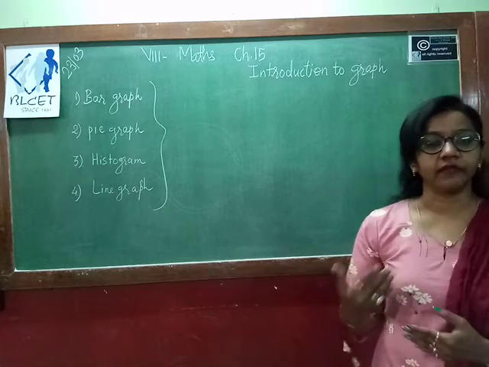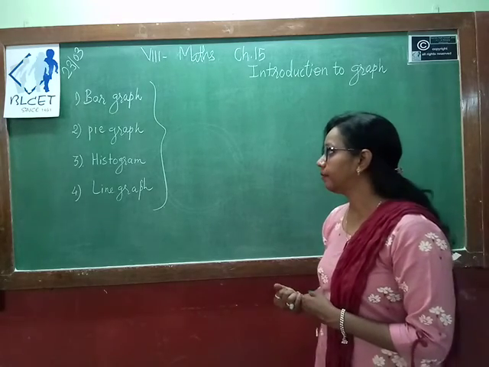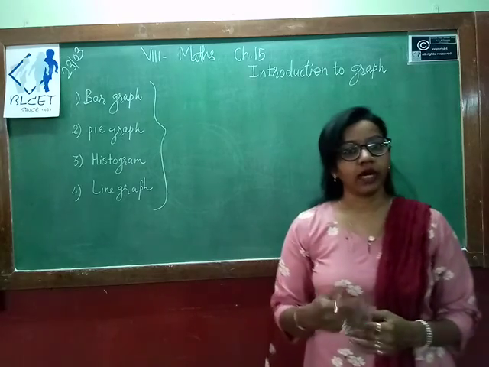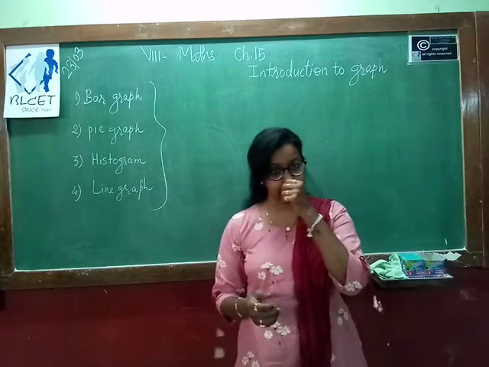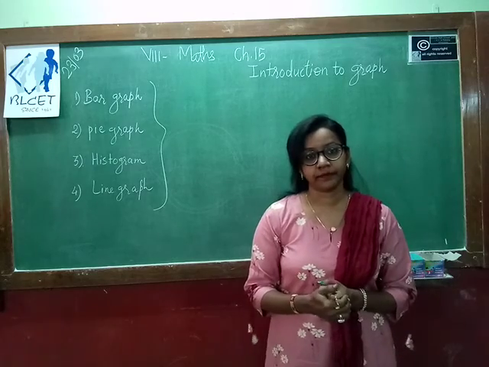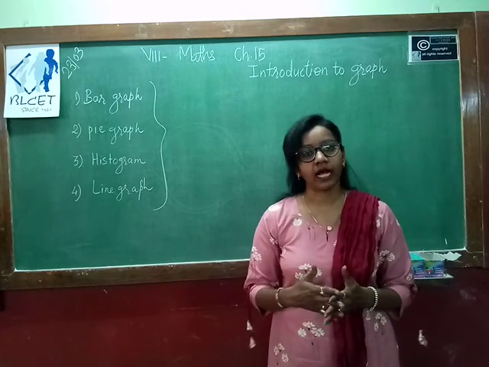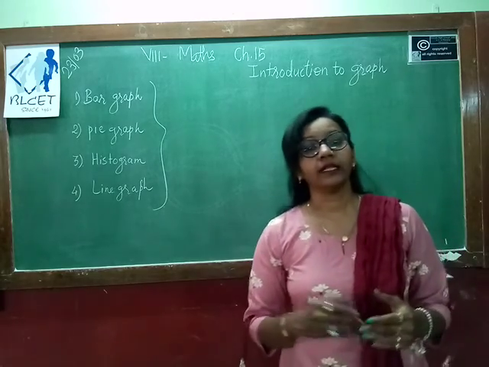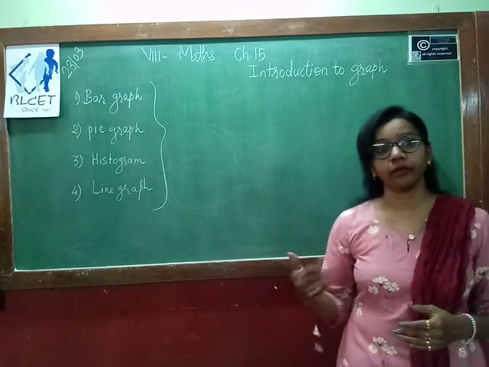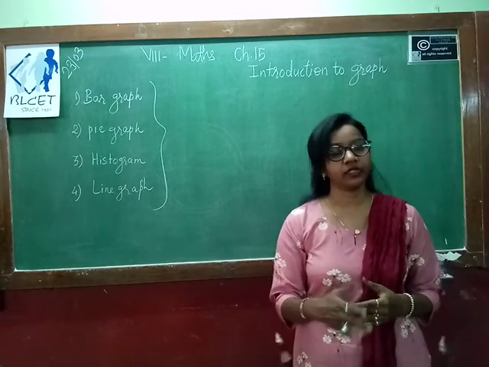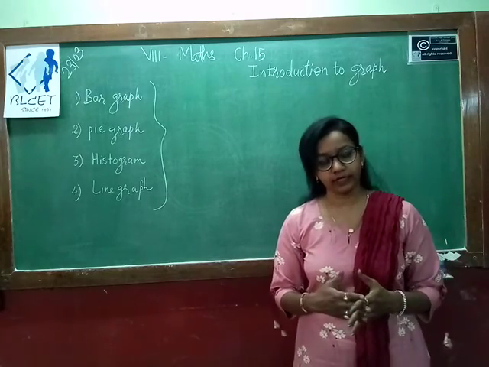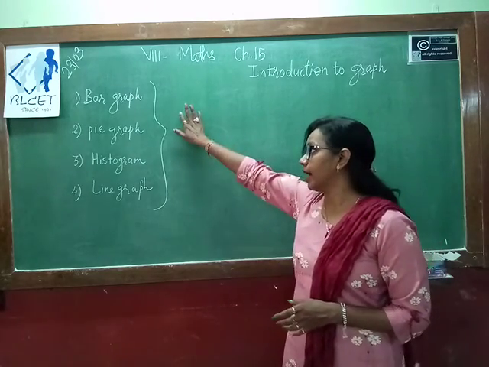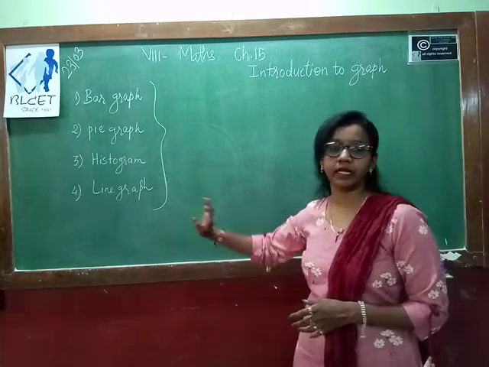In this chapter we will discuss the bar graph, pie graph, histogram, line graph. Already you have learned in the 6th or 7th standard how to draw graphs. Whenever you want to draw a graph, you have to define the x-axis, the y-axis, and the scale of that particular graph. So this much portion you have already done in the lower class. Now we discuss one by one: bar graph, pie graph, histogram and line graph.